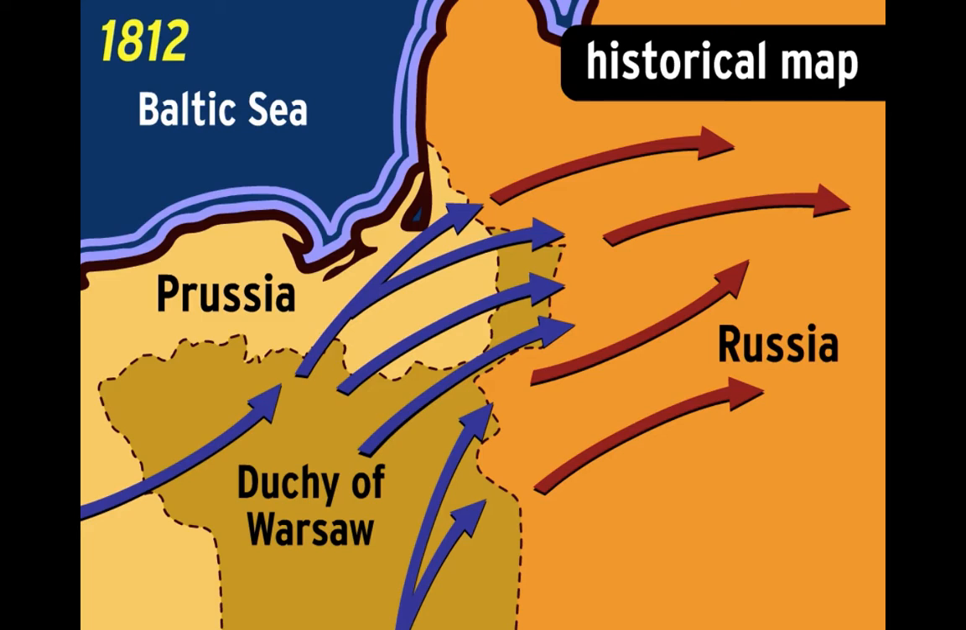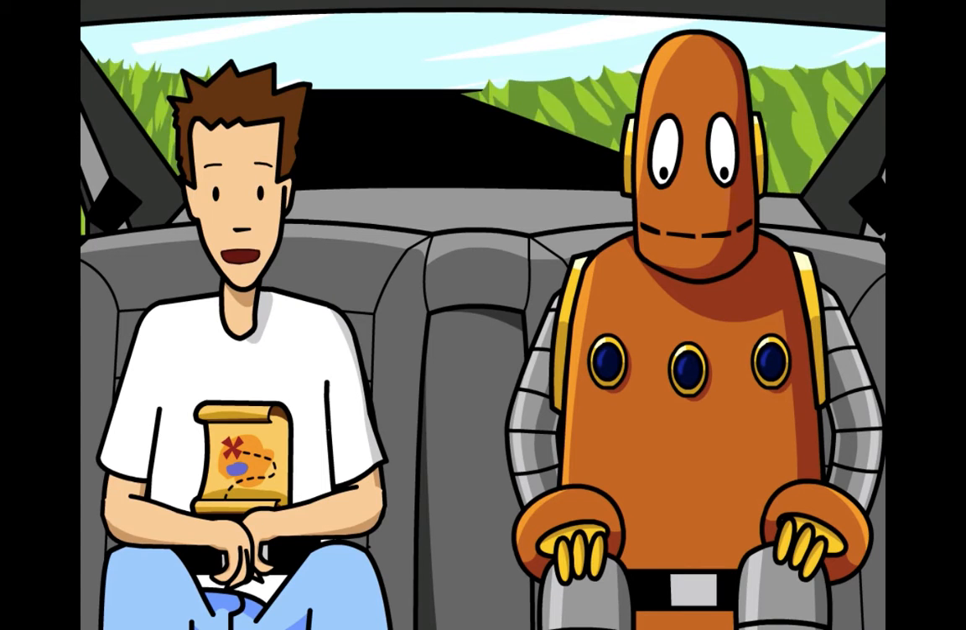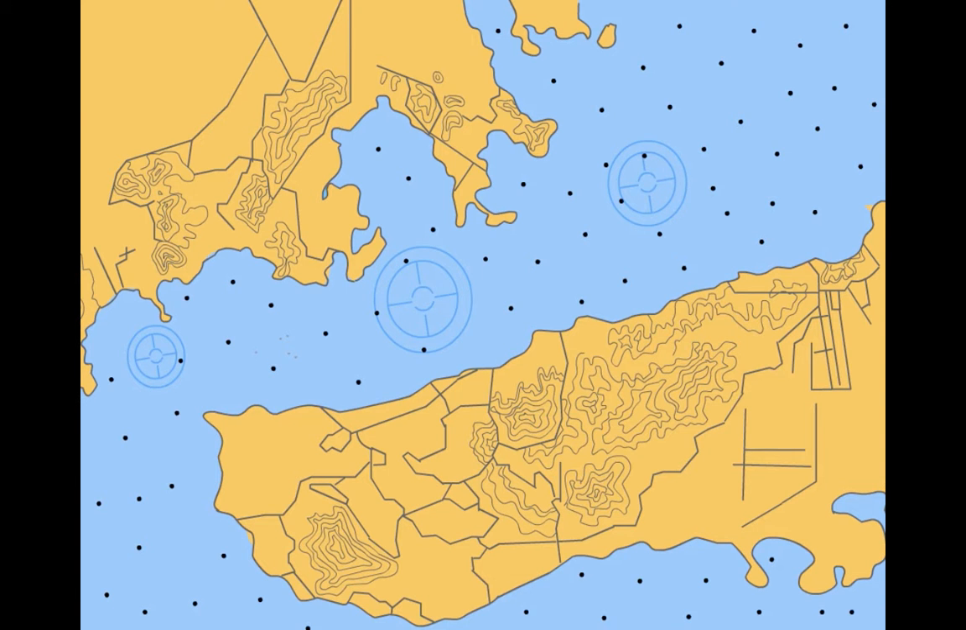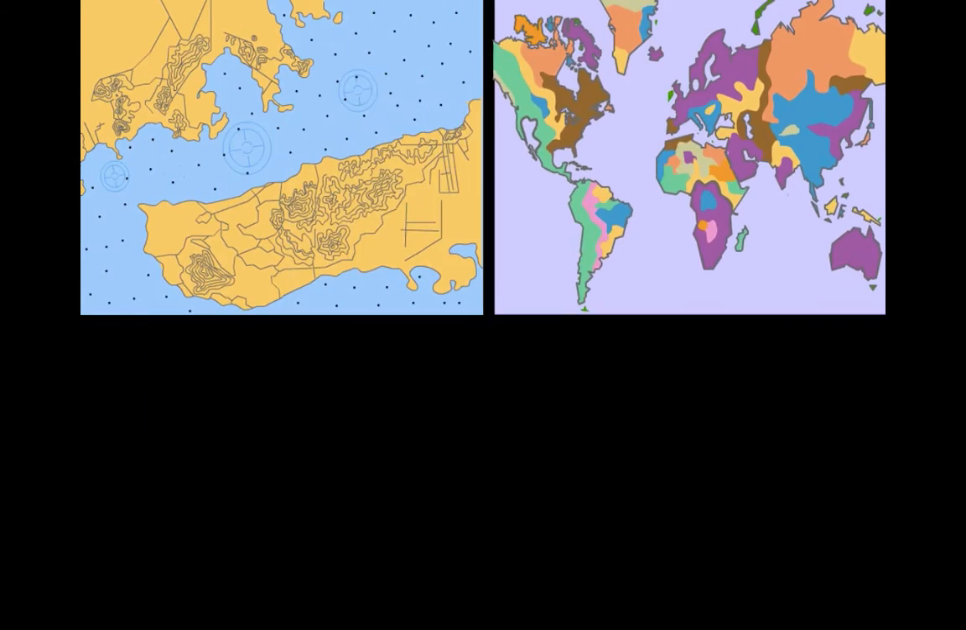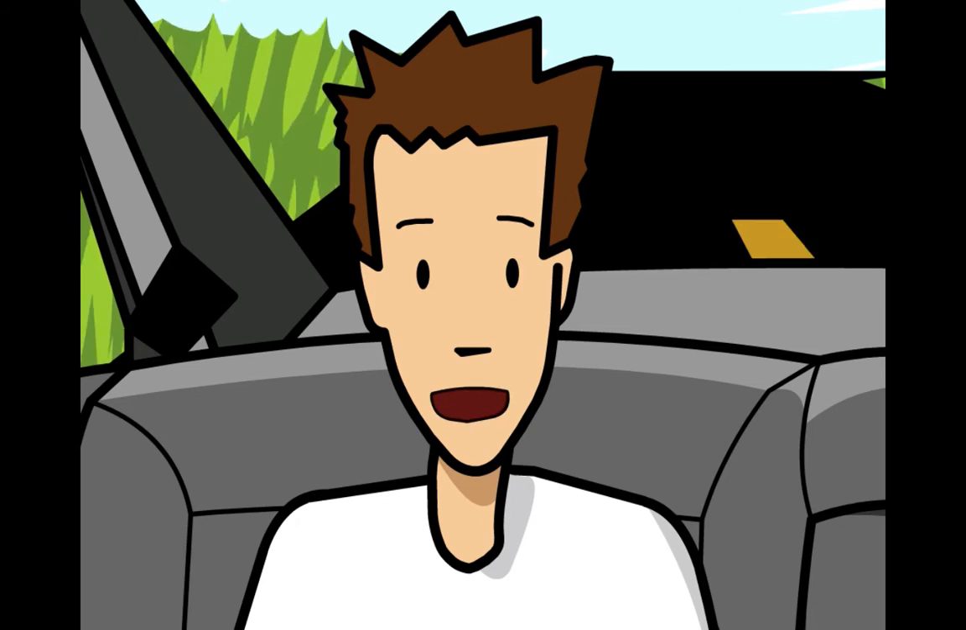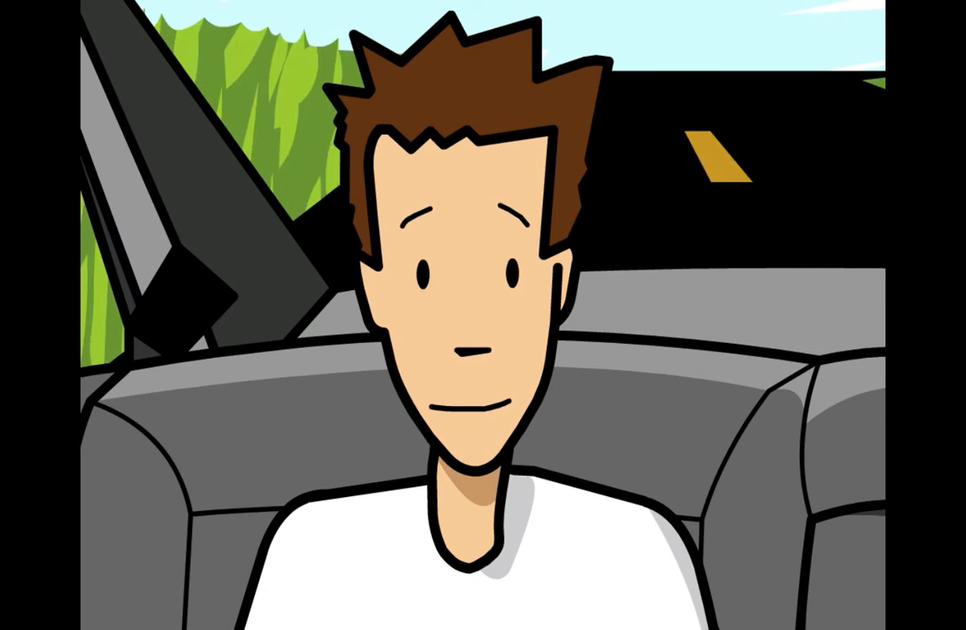Historical maps show movements of people, changing borders, battles, and other historical events. This one shows the march of Napoleon Bonaparte's army into Russia. The blue arrows represent Napoleon's army, and the red arrows represent the Russian army. There are lots of other types of maps, each with different uses. There are nautical maps, geologic maps, topographic maps, and road maps, just to name a few. Most maps, though, have certain things in common.